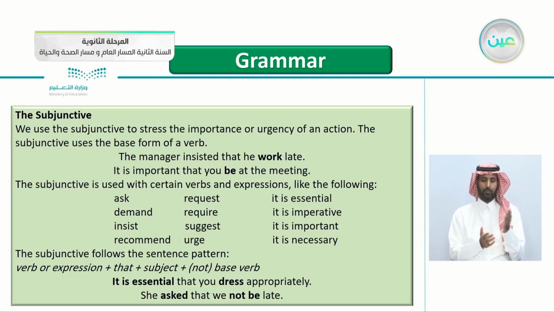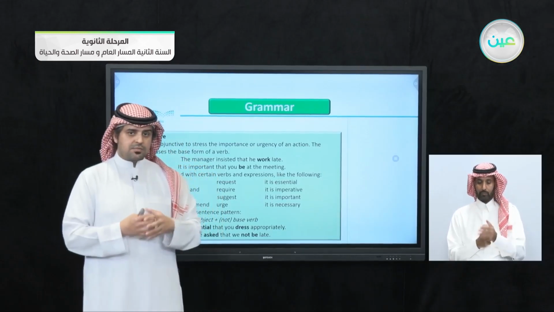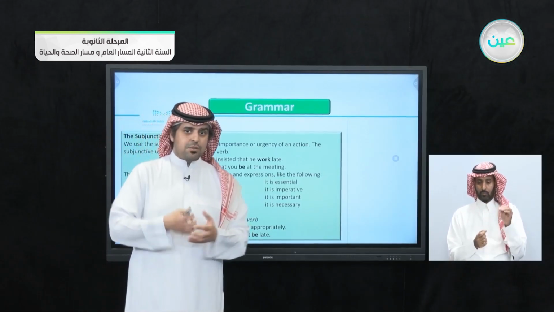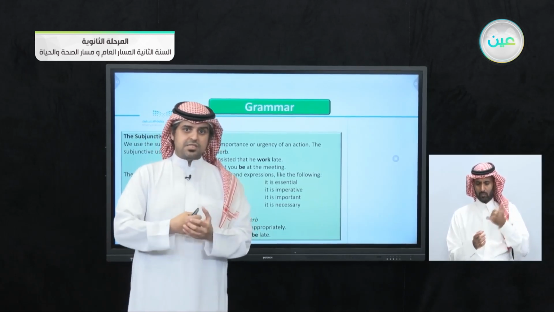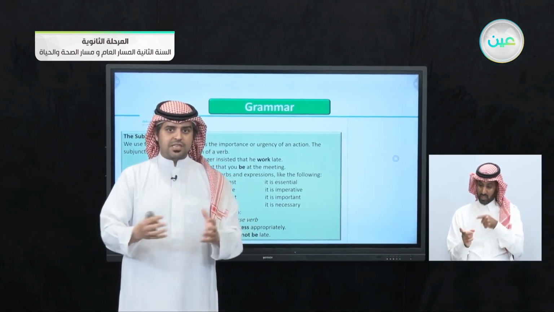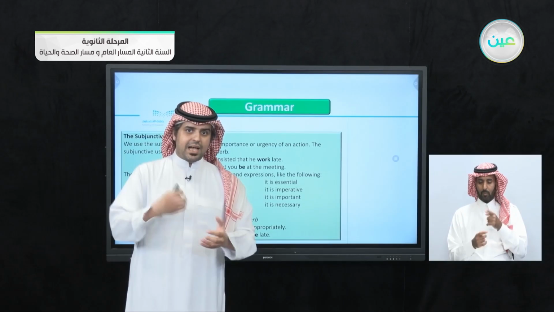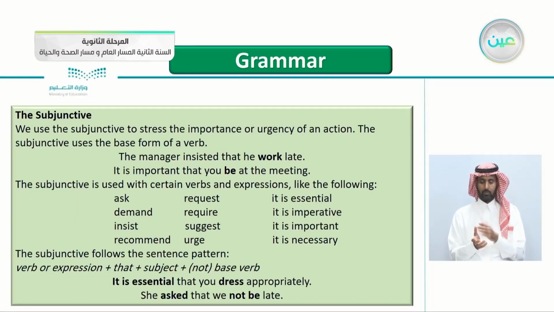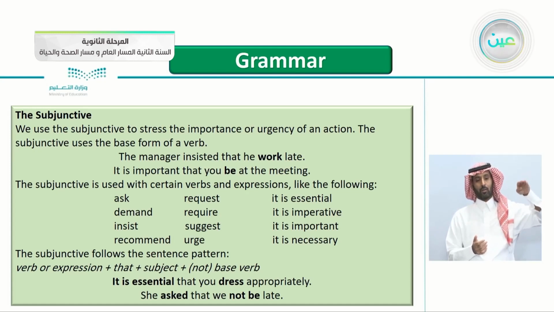We use the subjunctive to stress the importance or the urgency of an action. So we use the subjunctive to stress the importance and the urgency, to show you that this is an emergency here. You have to do it as quickly as possible.